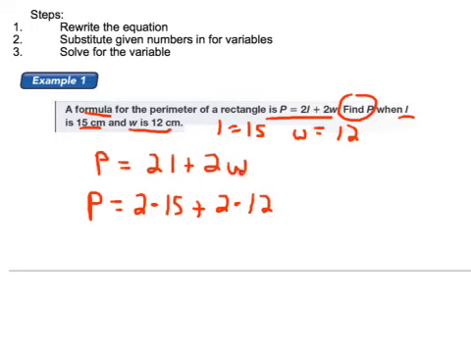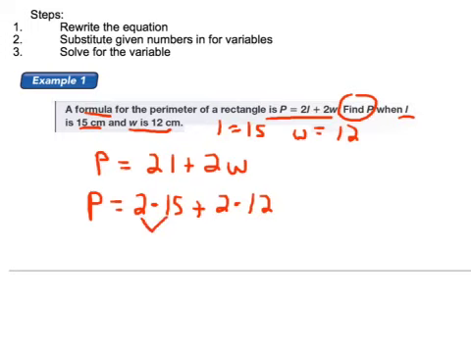So step 1, I rewrote the equation. Step 2, I substituted the numbers that they gave me in. They said L was 15 and W was 12. Now step 3 is to solve it. I'm going to evaluate. I'm going to use the order of operations. Well, order of operations says I have to multiply first.